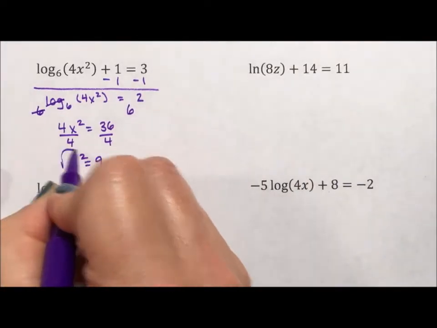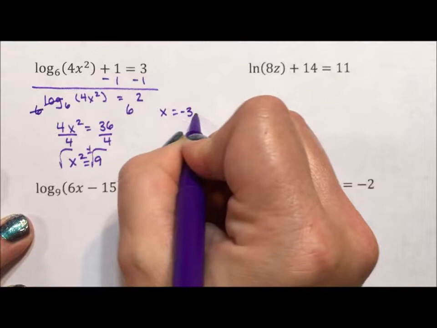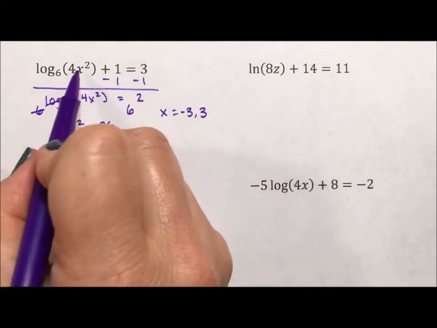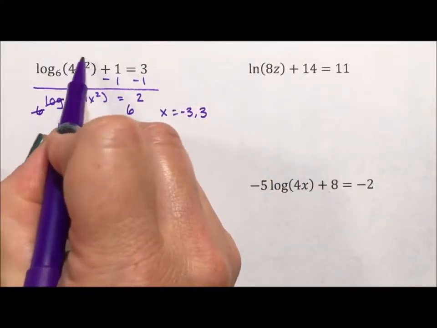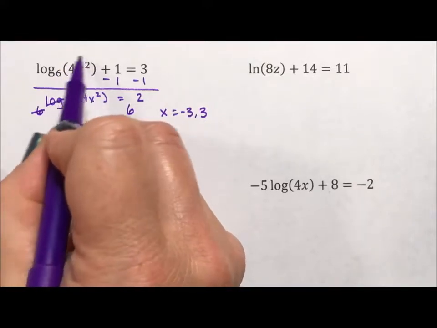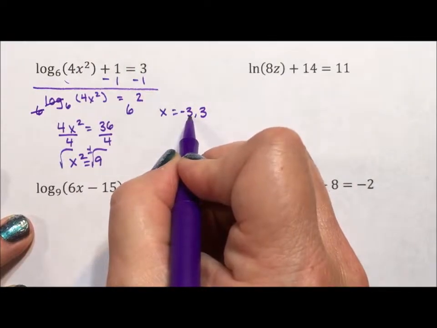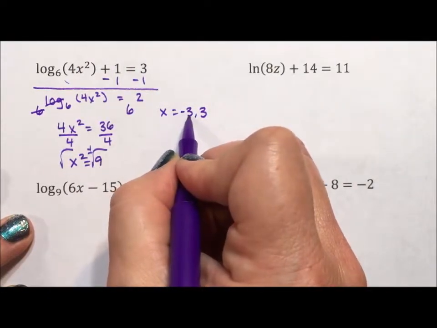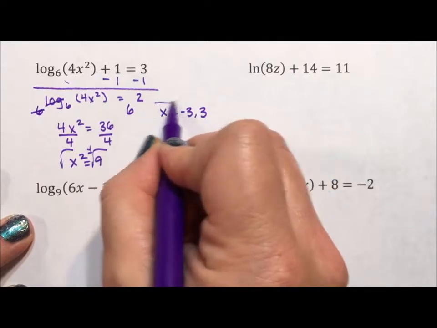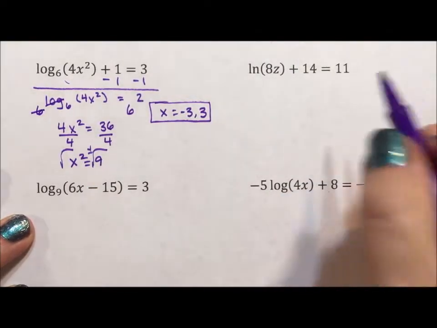When I do the square root of both sides, I have to acknowledge the positive and the negative, so that it's -3 and +3. But here's the thing. The domain of logs is that the argument cannot be 0 and it cannot be negative. But because of the x squared, these will both square to be positive. -3 times -3 is positive, 3 times 3 is positive. Both answers are perfectly acceptable.